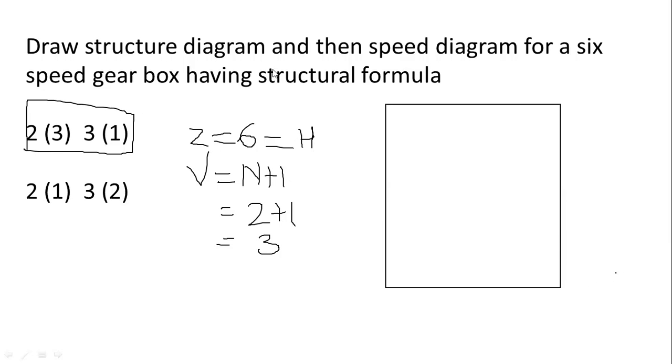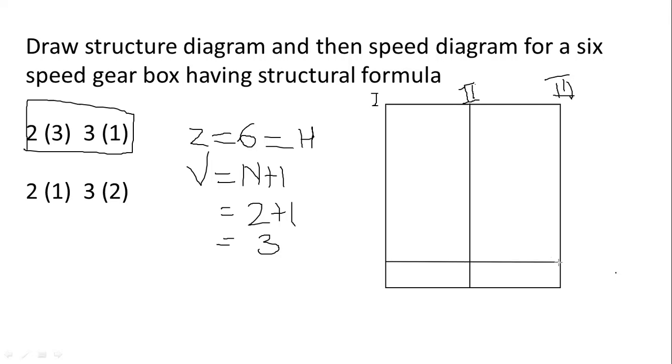So, I have to draw 3 vertical lines. This is 1, this is 2 and 3, right? This shaft I'm going to name as 1, the input shaft. This is the intermediate shaft, which is 2. And this is the output shaft, which is 3. Right? Now I have to draw horizontal lines equal to 6.